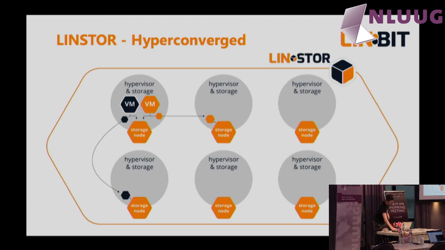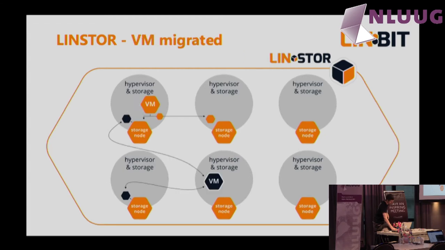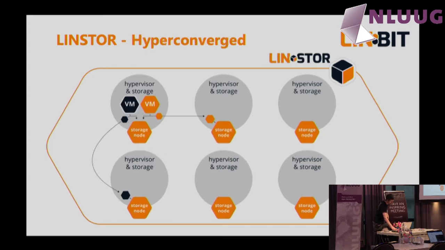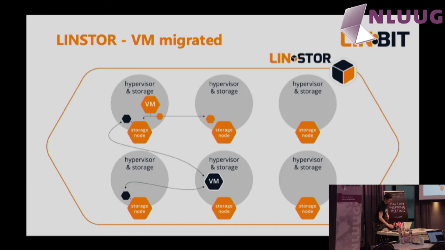So let's assume the hypervisor on the top left is lost for whatever reason, or the VM is just moved somewhere else. Then you have two possibilities. You can either still use the DRBD client and run the virtual machine somewhere where the local data is not available by just using the network and accessing the other hypervisors to provide the data remotely using the DRBD client.